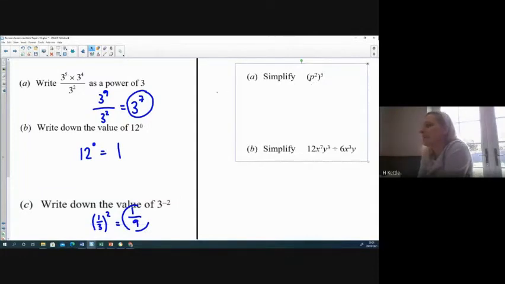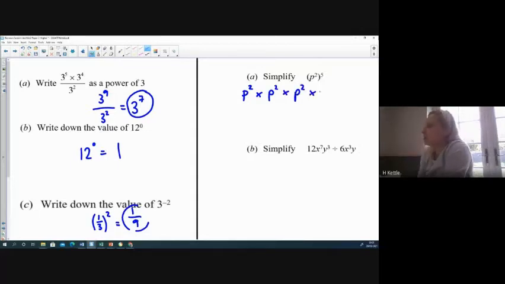Okay, simplify p squared to the power of 5. A power of a power, we times the powers together. The other way to think about this is, let's write it out. p squared times p squared times p squared times p squared times p squared, because it's to the power of 5. So we're timesing it by itself 5 times. So that would give us p to the power of 10 as our final answer for that one.